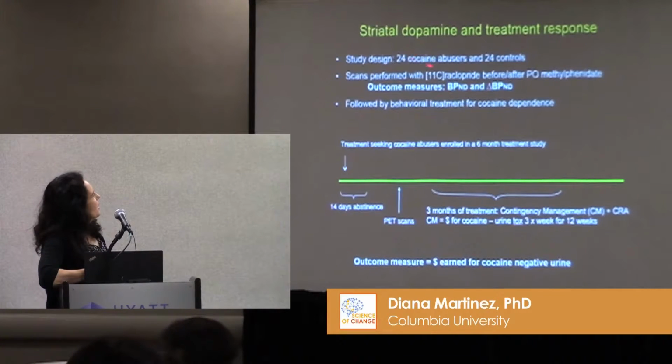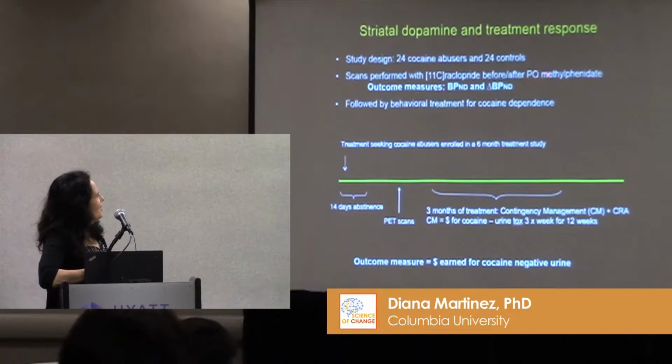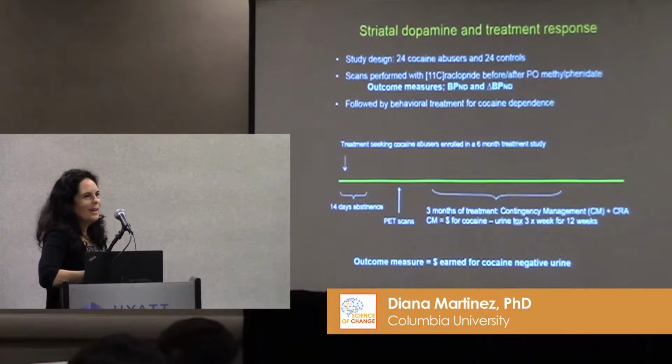We ended up with 24 cocaine abusers and 24 controls. We did the same thing. We scanned with raclopride before and after PO methylphenidate. We used PO methylphenidate instead of amphetamine because these are treatment seekers, and we didn't give treatment seekers IV amphetamine, although we've done worse to people, but still we did not give them IV amphetamine, we gave them oral methylphenidate. It has the same effect when you're talking about PET imaging. And our outcome measures were again, BPND and delta BPND, or baseline D2 receptor binding and presynaptic dopamine release.